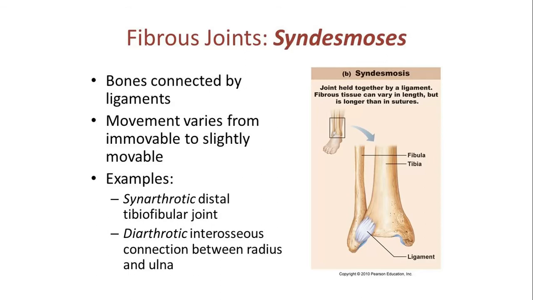tibiofibular joint, distal, and the interosseous membrane, which connects the two bones. As you know, in the upper limb, between the radius and ulna, and in the lower limb also, between the tibia and fibula, an interosseous membrane is present. So these are the examples of the fibrous joint or syndesmosis. Either very little movement or no movement occurs in these joints.